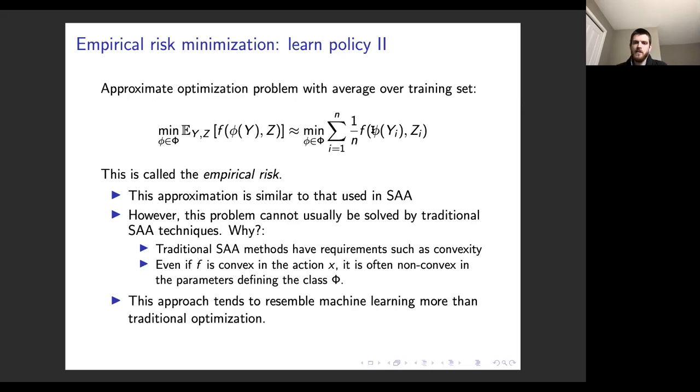And so you'll see that the methods that go this route tend to look more like machine learning methods than traditional optimization methods, where you don't always try to solve this optimization problem exactly. Maybe you just do gradient descent and stop at a local minimum. So maybe you have a neural net, and you do gradient descent and stop at a local minimum.